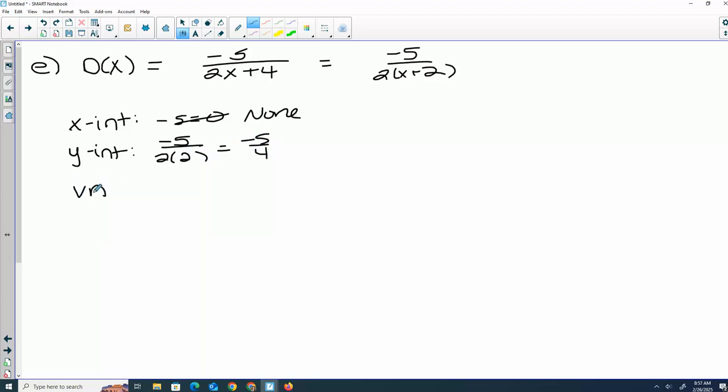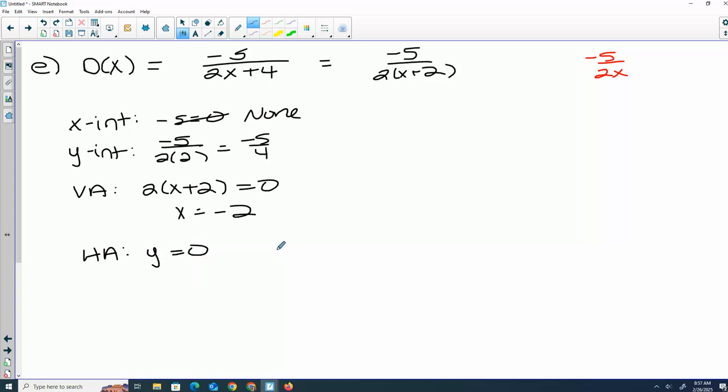How do we find a vertical asymptote? The bottom equal to 0. So x equals negative 2. For horizontal or oblique, we divide the highest powers of x. When I do that, we have negative 5 over 2x. Anytime x ends up on the bottom, what does that mean? Horizontal, y equals 0.